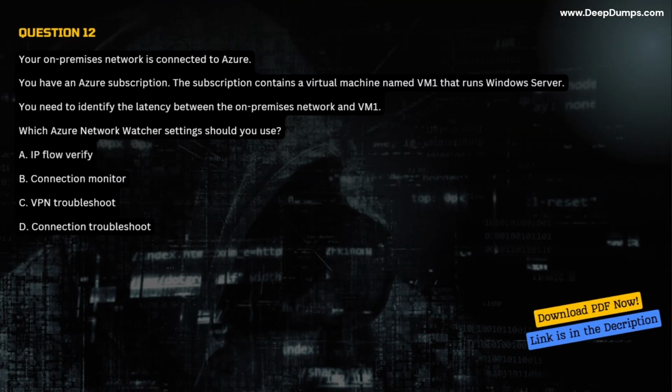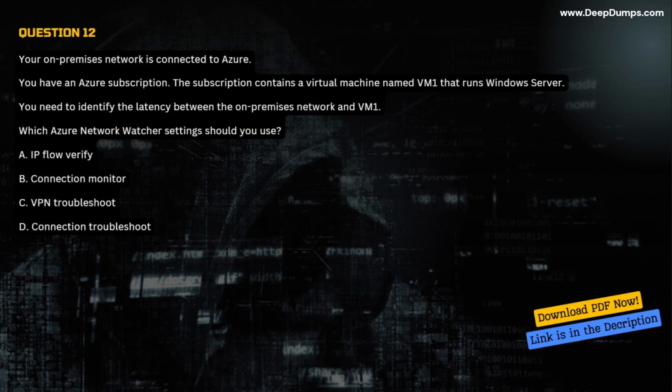Question 12. Your on-premises network is connected to Azure. You have an Azure subscription. The subscription contains a virtual machine named VM1 that runs Windows Server. You need to identify the latency between the on-premises network and VM1. Which Azure Network Watcher settings should you use?